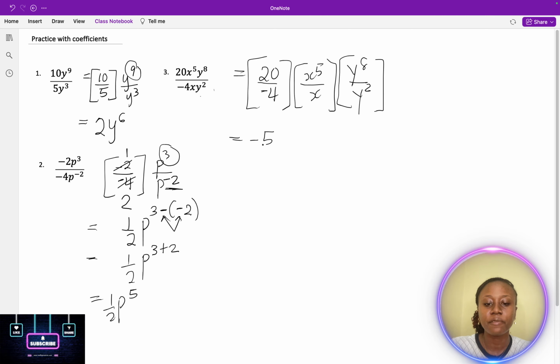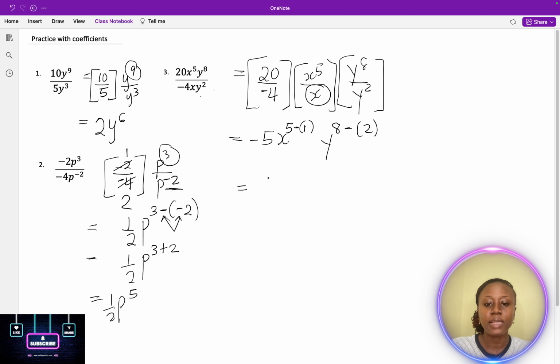So we have a negative 5 here. X to the power of 5. Again, this x doesn't have a visible exponent, so I'll make the exponent 1, or it means that the exponent is 1. So we want to subtract a 1. And lastly, let me be consistent with the bracket. Lastly, we have y to the power of 8 minus a 2.